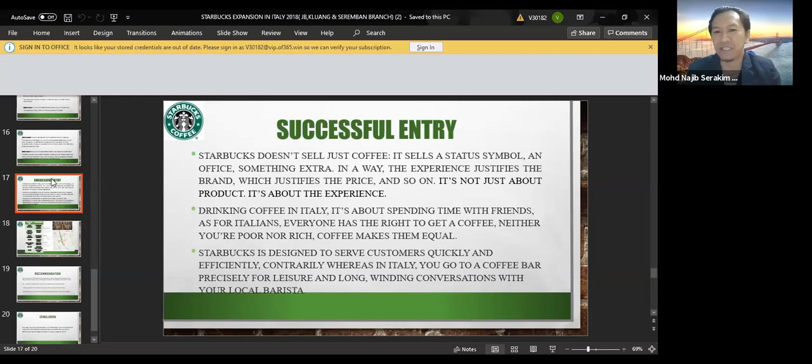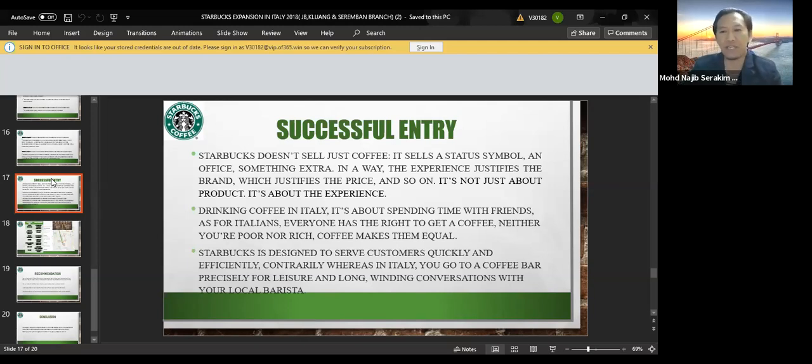So it's just about brand. They're talking about brand. In terms of pricing, for sure, as our colleague just explained, Starbucks sells at double the price compared to Italian coffees. In terms of sizing, the Italian sells the same equal coffee to the customers, while Starbucks has various sizes of cups that we sell.